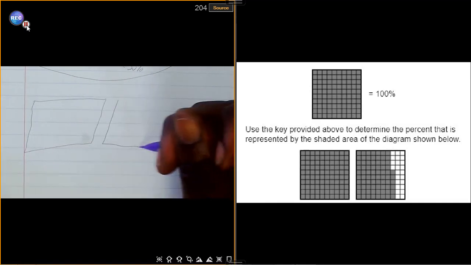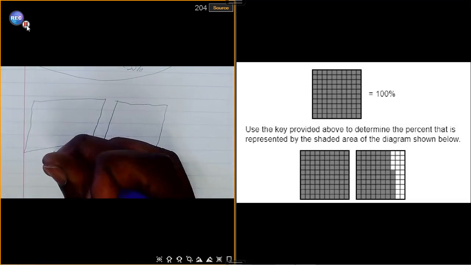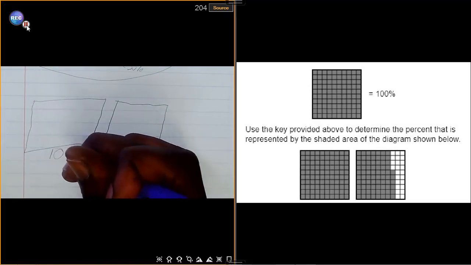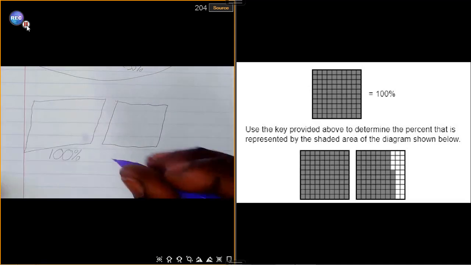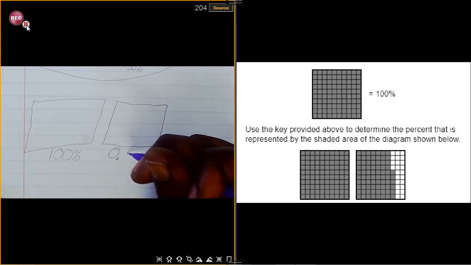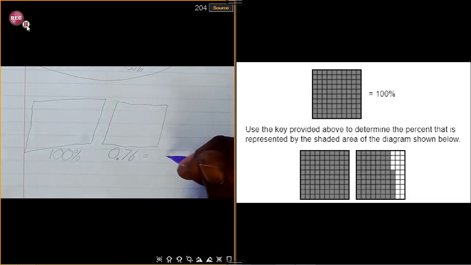But in the second one, only a portion of it is shaded. So we know this one is completely shaded. So that's 100%. And if we just count the numbers that are shaded, that will represent the percent in the second diagram. So that's 10, 20, 30, 40, 50, 60, 70, 1, 2, 3, 4, 5, 6. So that will be, if we wanted to write it as a decimal, 0.76, 76 hundredths. But if we wanted to write this as a percent, it would be 76%.